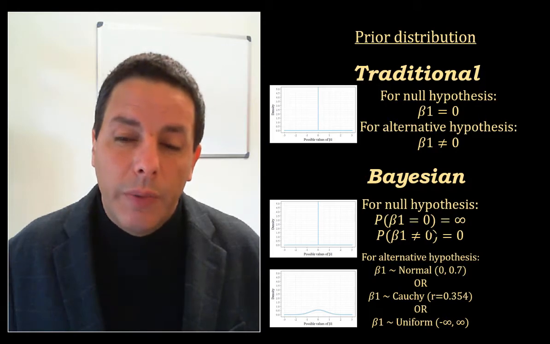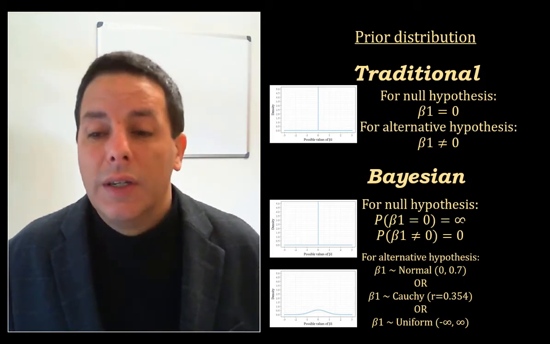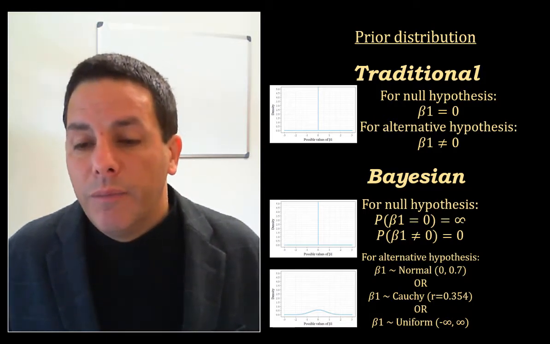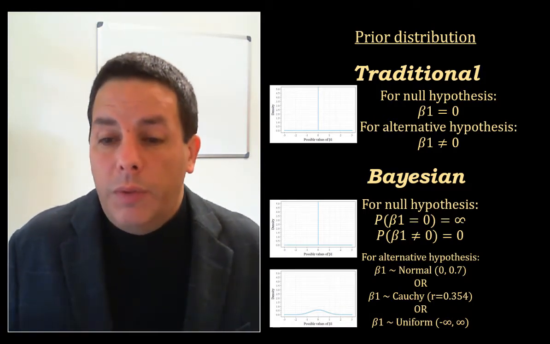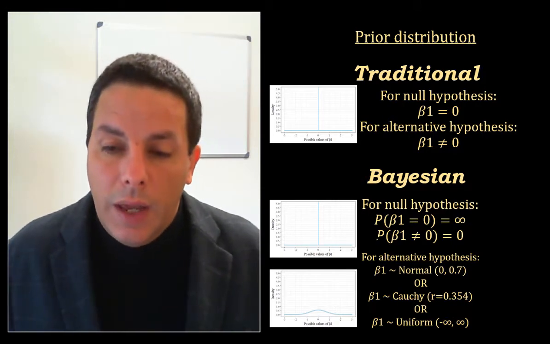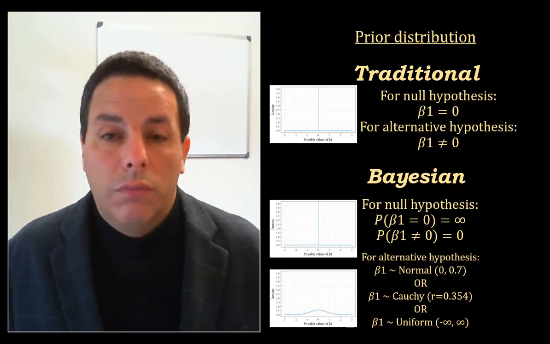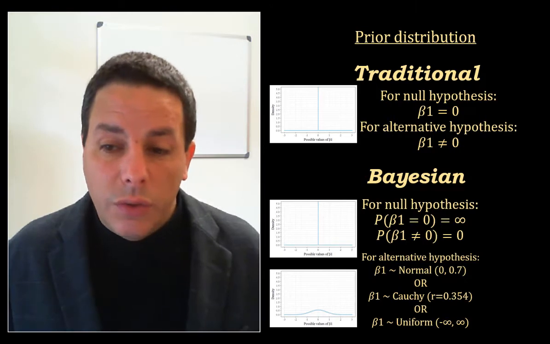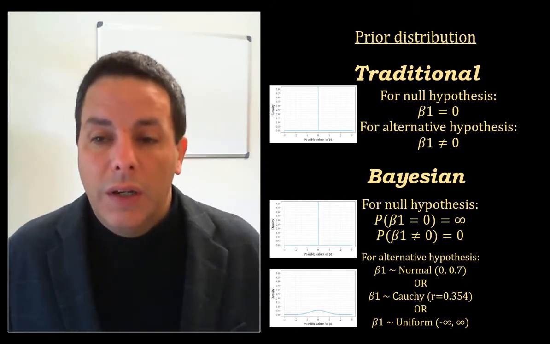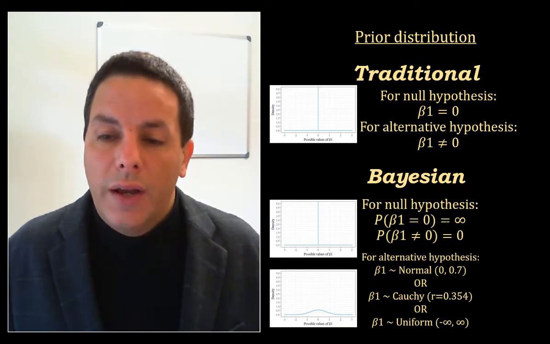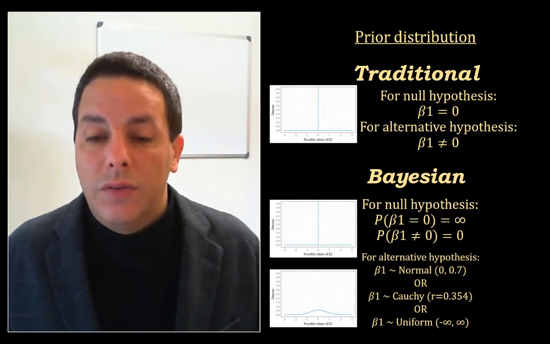So the probability of beta 1 being 0 is infinity, so it has an infinite probability density. That is to say, the probability of beta 1 equals 0 is complemented by saying that values different from 0 have probability equal to 0, which means they are impossible. So we are saying exactly the same. It's the prior for the null hypothesis in the traditional approach, and for the Bayesian approach it is the same.